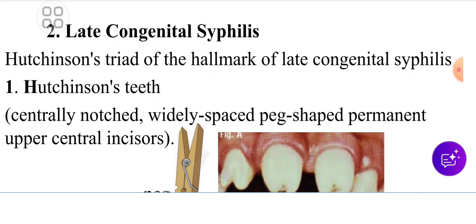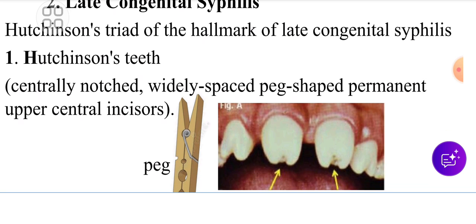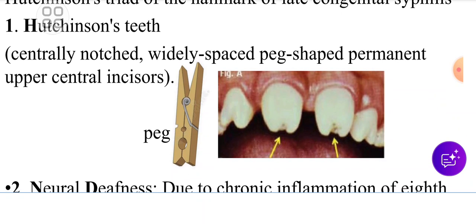That is to say, the classical picture of late congenital syphilis, the traits are Hutchinson teeth: centrally notched, widely spaced, peg-shaped permanent upper central incisors, so it manifests after the appearance of the permanent incisors. Peg shape, so here I put the picture of the peg on the left-hand side. This is the wooden part, so as to correlate it with the teeth. The arrows are pointing to these teeth.